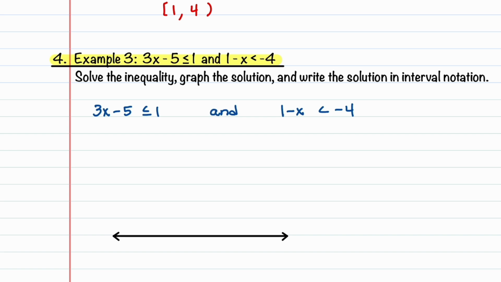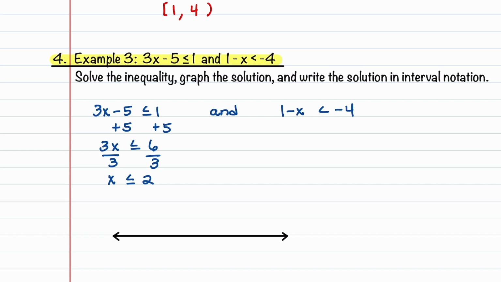We need to get 3x by itself, so we're going to add 5 to both sides. This gives us 3x is less than or equal to 6. And then to get x by itself, we divide each side by 3. And this gives us x is less than or equal to 2.